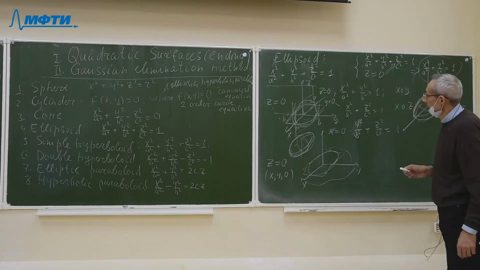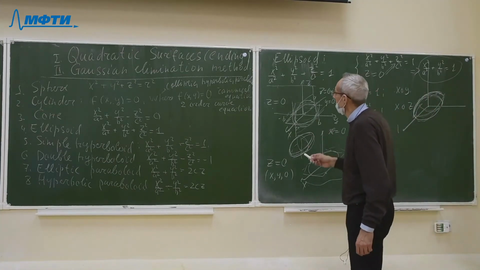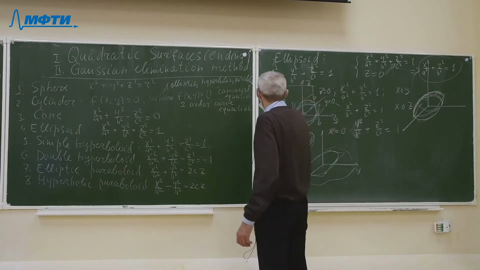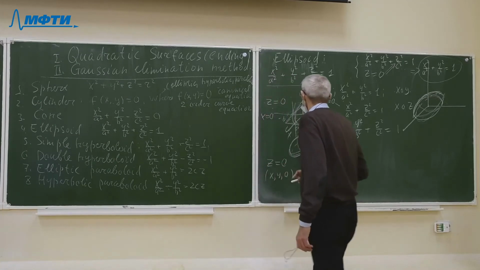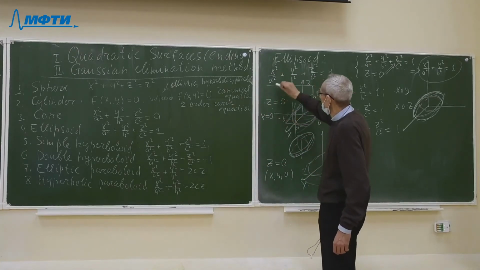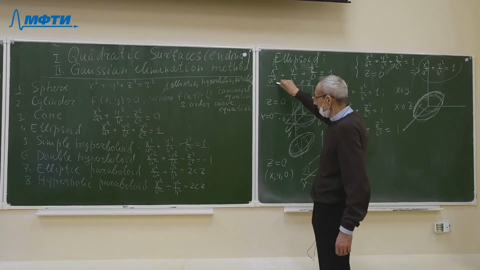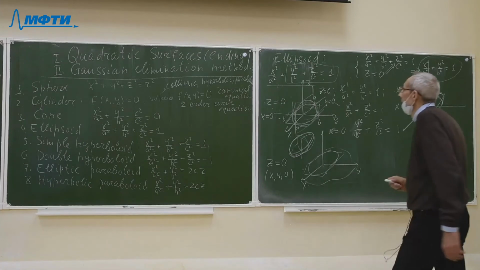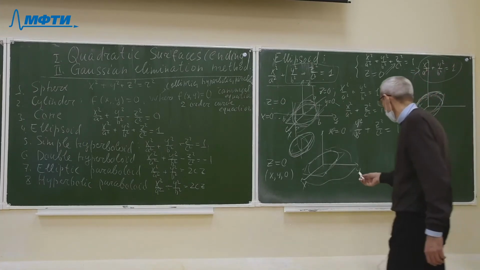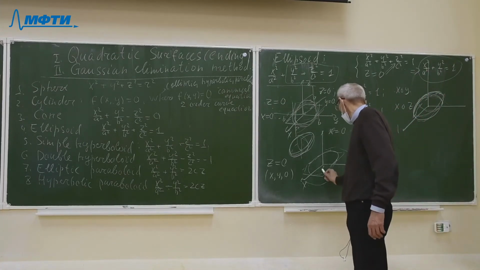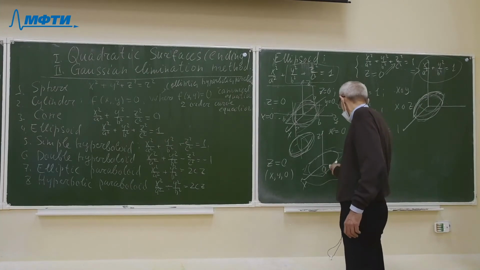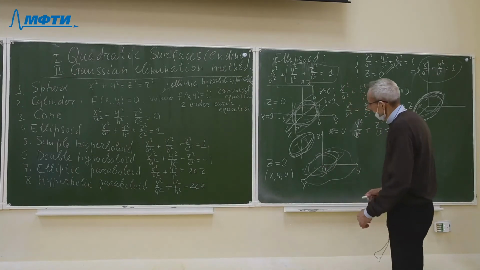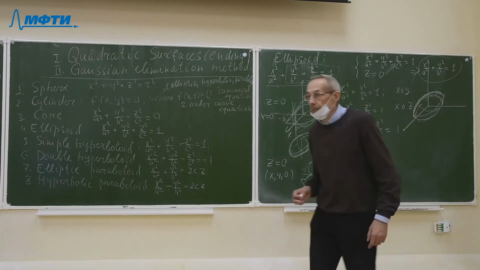The same way, we also can consider the sections by the other coordinate planes. For example, x is equal to 0. And we substitute x is equal to 0 in the equation of the surface, and we obtain also the equation of an ellipse in the plane y, 0, z. And in this case, we also obtain the ellipse. And okay.